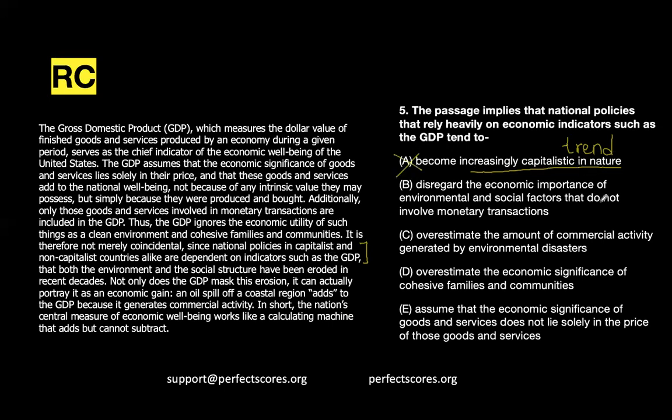So A is gone. B. Yeah, could be. B is matching what we think about the passage. C. I think it's similar to the other wrong option that we had in the last question about exaggerating. So yeah, C is gone. Overestimates economic significance of cohesive families and communities. I think that's the opposite. Same thing, I think.